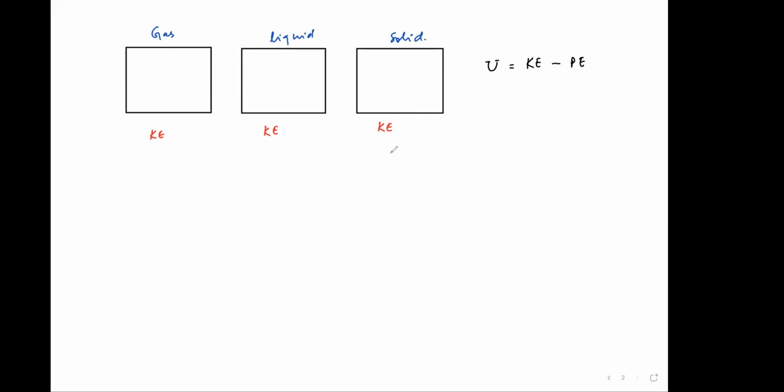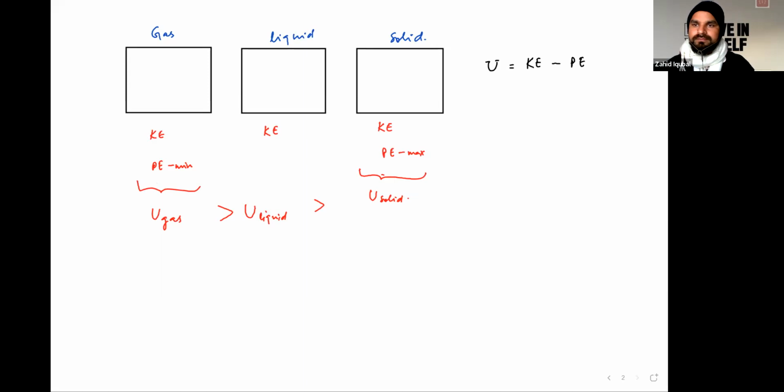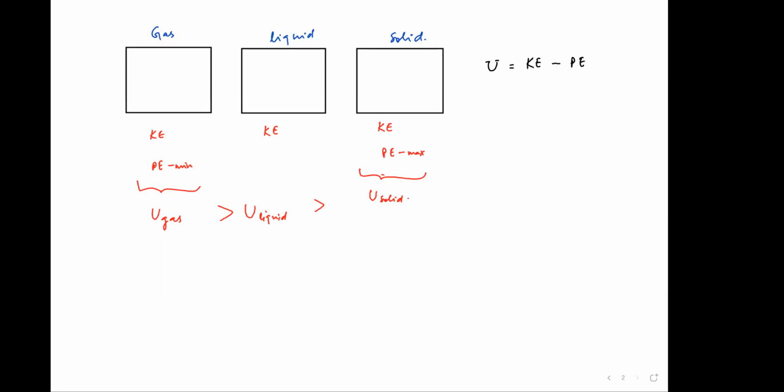Yes, sir. So we can say potential energy in this case will be maximum, and in this case it will be minimum or just zero. So the greater the potential energy of interaction, the smaller the internal energy. So internal energy for solid will be least and for gas will be most, with liquid in between. Is it clear? Yes, sir. Okay, just write it down.